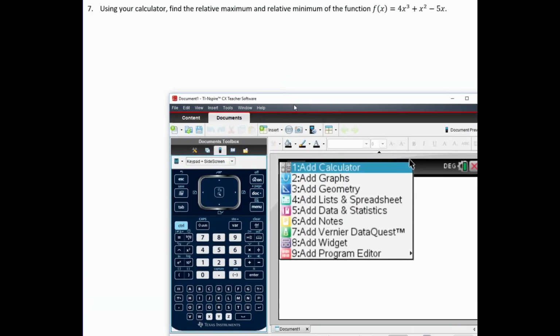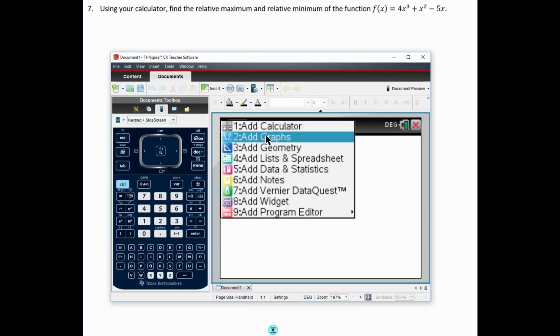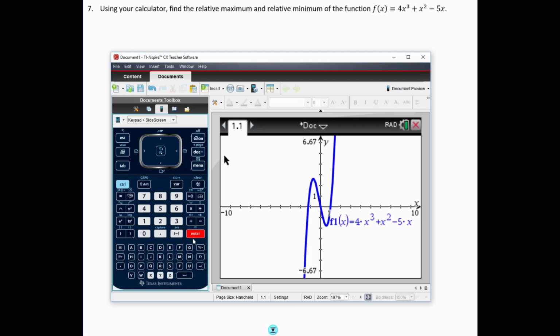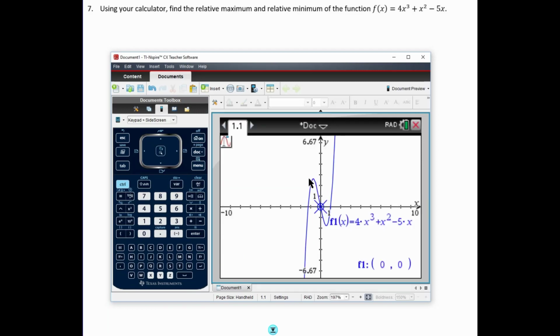Number 7, we want to use our calculator here to find the relative max and relative min of this function. So let me pull up my calculator. All right, there. Now you can all see that. And we're going to add this graph. I'm just going to type in the function that we were given. And the easiest way to do this on the TI Inspire is to go Menu, Trace, Graph Trace. We see that we have a maximum here and a minimum here.